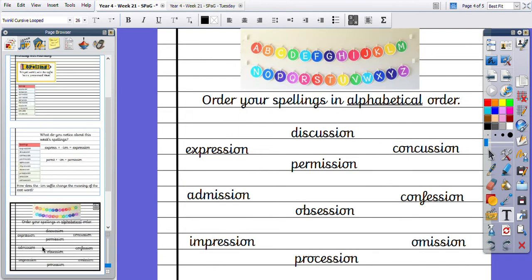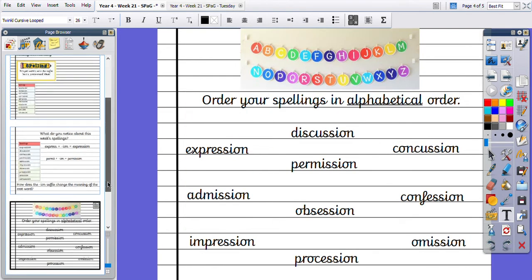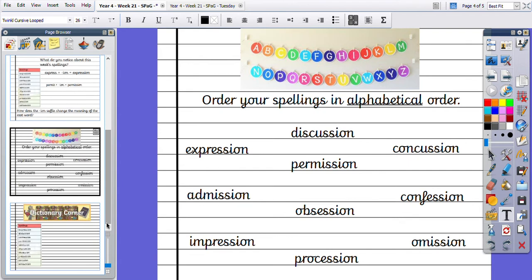Now I want you to order your spellings in alphabetical order. I know we're really struggling with this at school at the minute, using the alphabet and knowing how to search for our spellings in our dictionaries. So as a little bit of a warm up, can you put our spellings into alphabetical order? Pause the video and have a go.